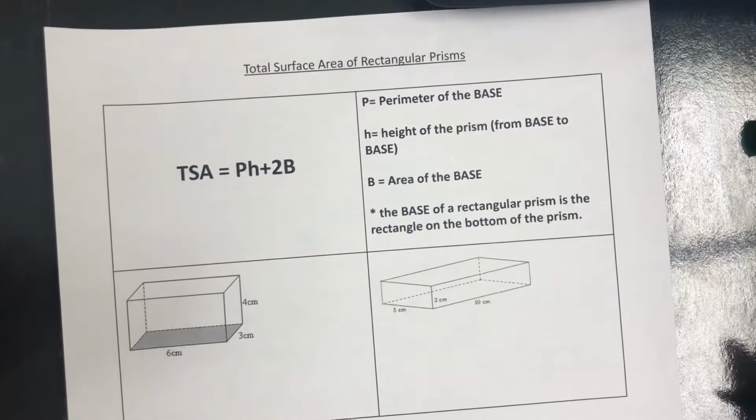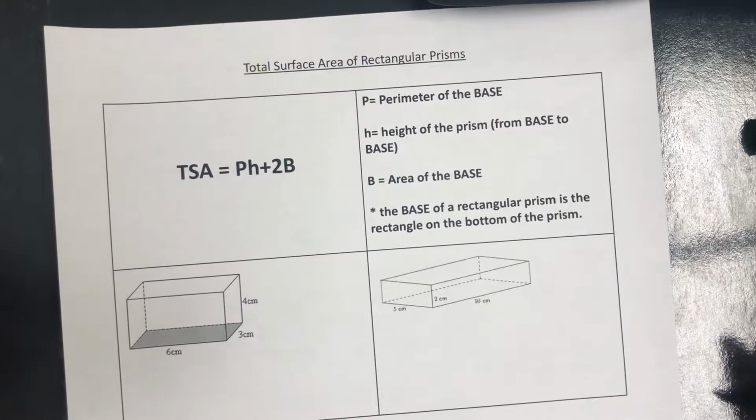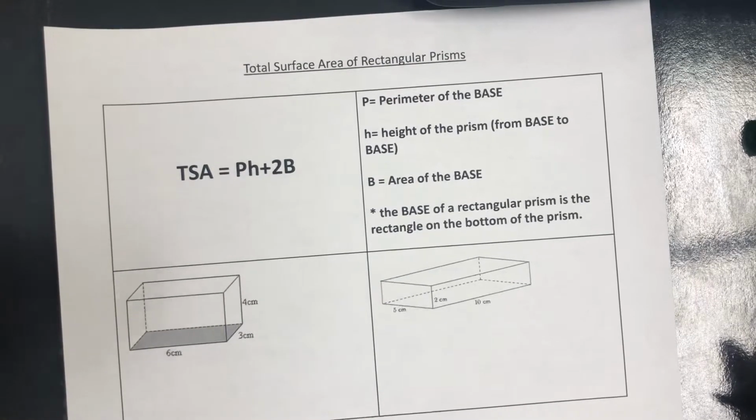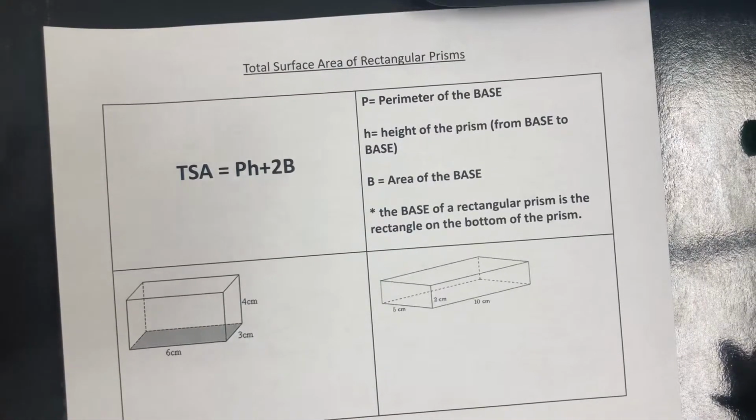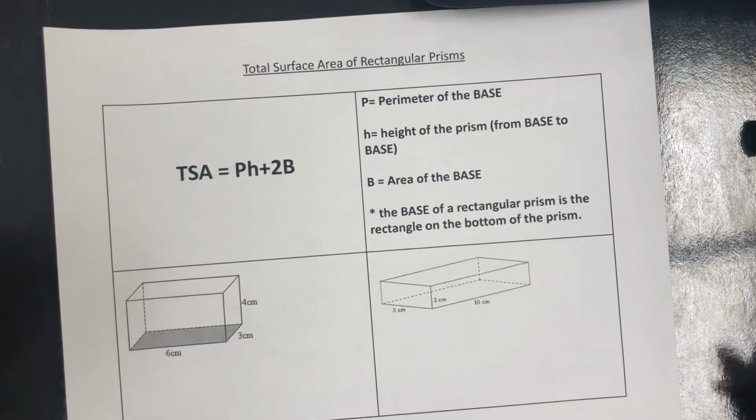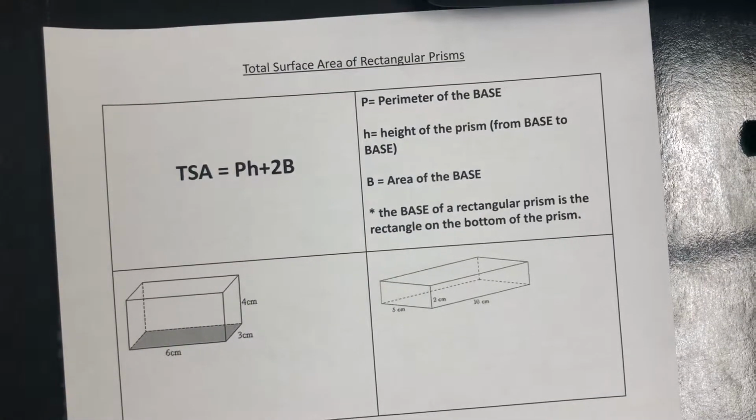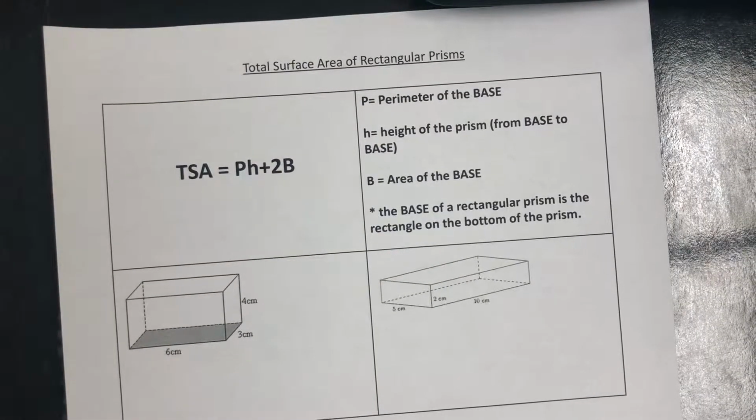Today I'm going to teach you about total surface area and lateral surface area of prisms, so rectangular prisms, triangular prisms, and cylinders. The first one we're going to look at is rectangular prisms.